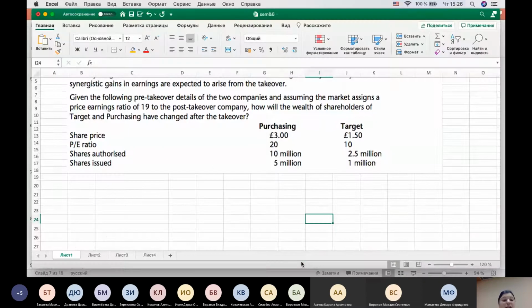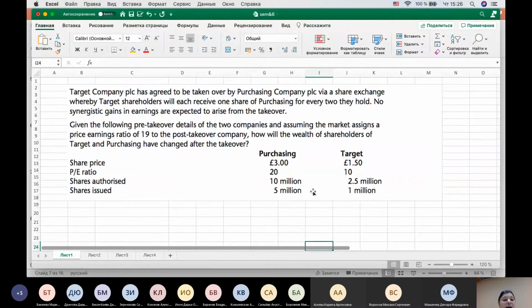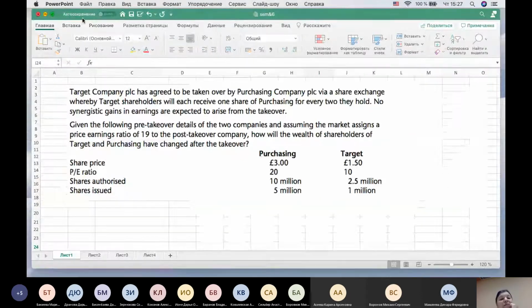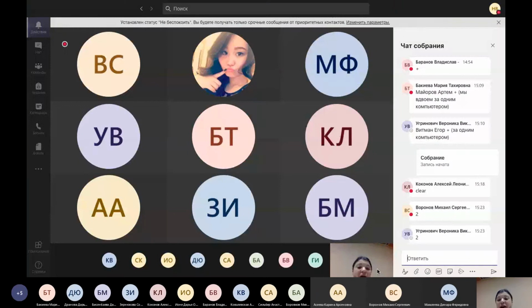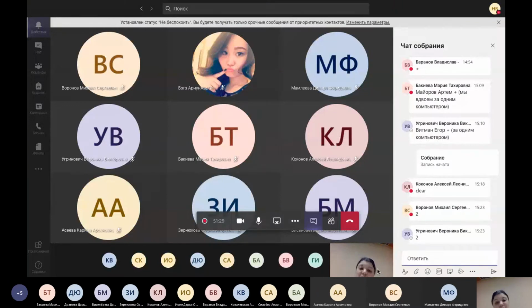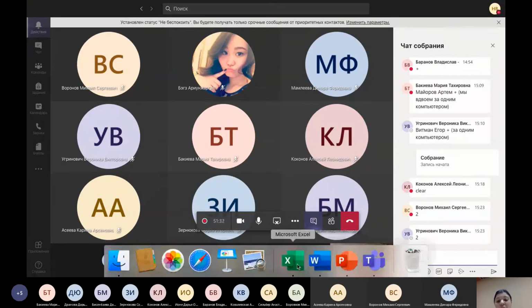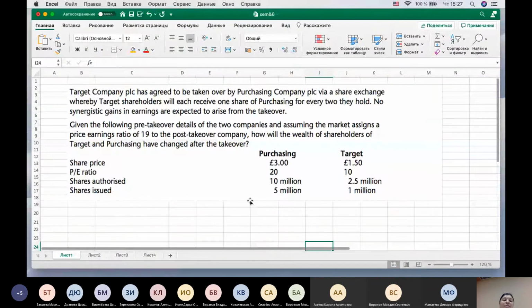Good. This file, Seminar 6, includes different cases on our basic topic of companies valuation, asset valuation. And let's start. I think you have copied this file. Now let's start our work with this file. We have the first question, the first task.